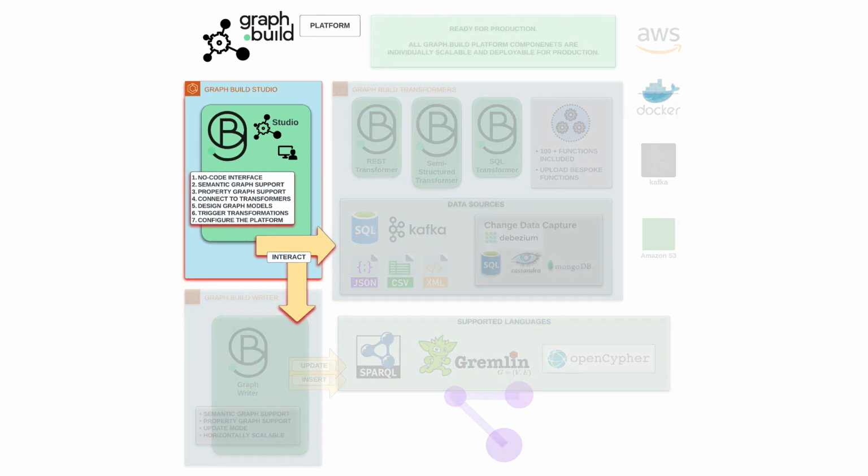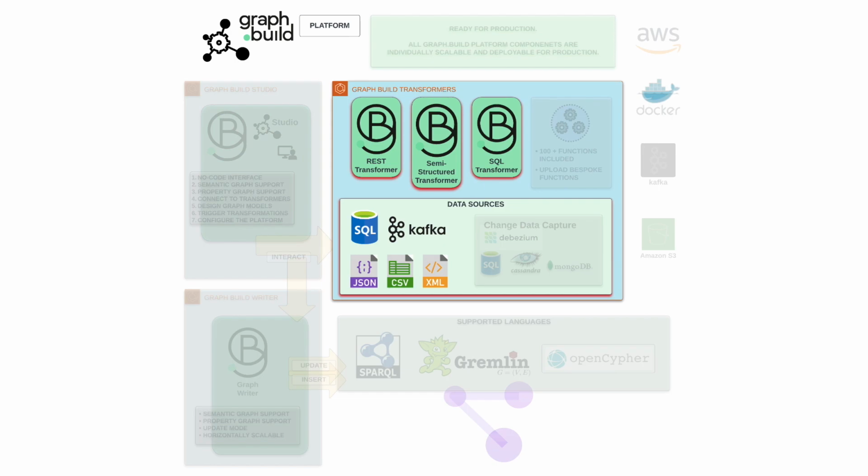The Graph.Build Studio is a no-code user interface for collaboratively designing graph models and interacting and configuring all the other components of the platform. You can imagine the Studio to be your graph model IDE and production tool.